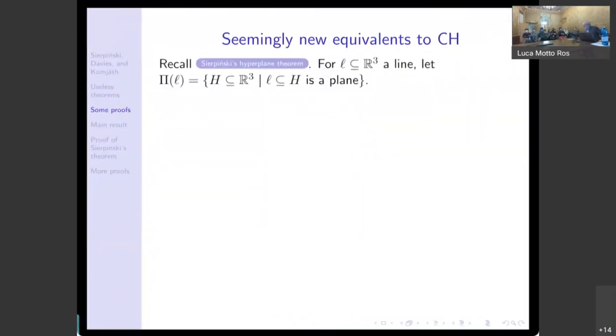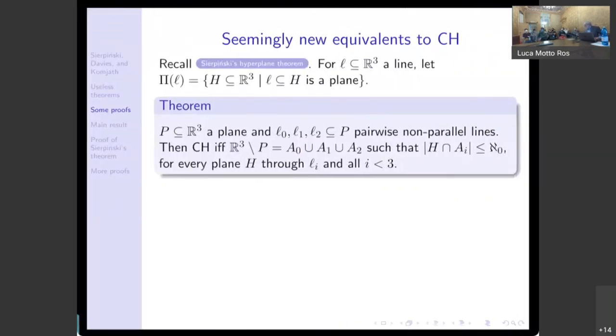So there are some other equivalents. Recall that you have this Sierpiński hyperplane theorem: you can take R3 and take any plane, then you get a countable intersection. So for L a line, let phi of L be the set of all planes that go through L, the pencil of planes in R3. Then the theorem: if P is a plane of R3, and you get three lines, parallels and parallels. I wrote it non-parallel, but I mean parallels.